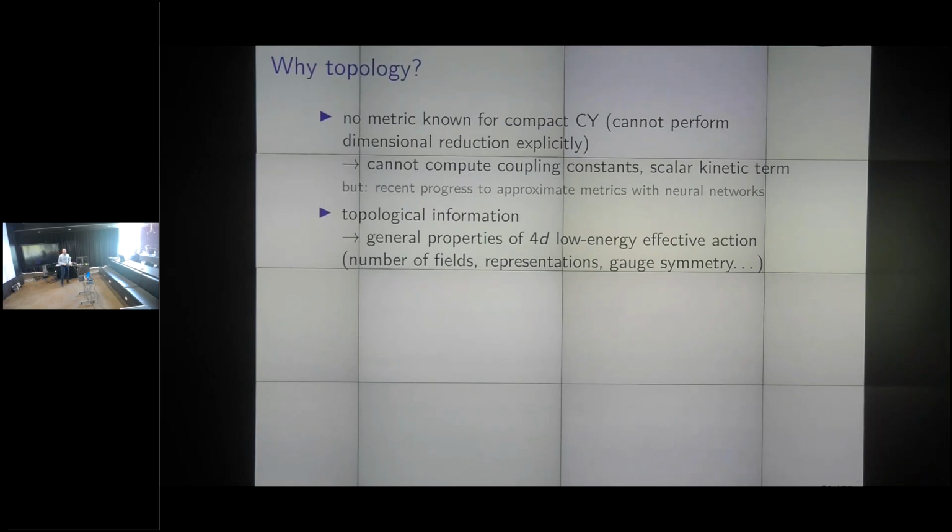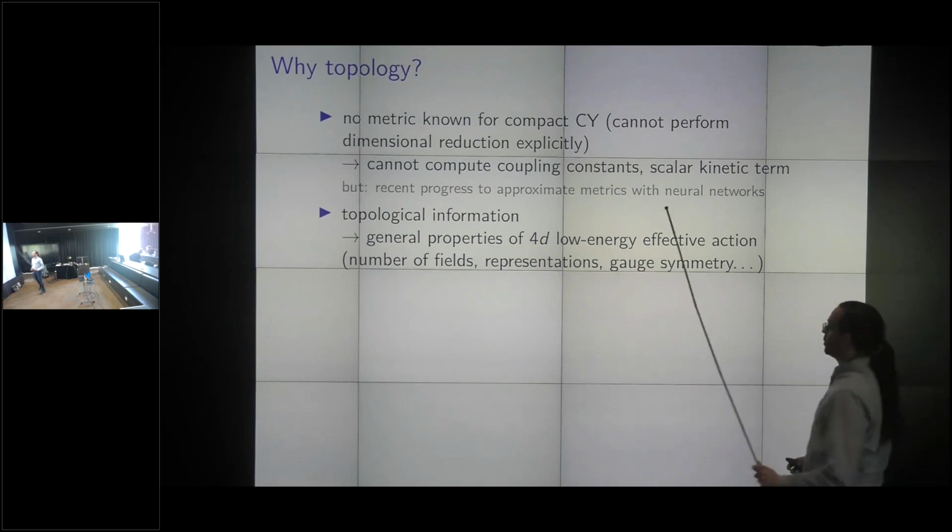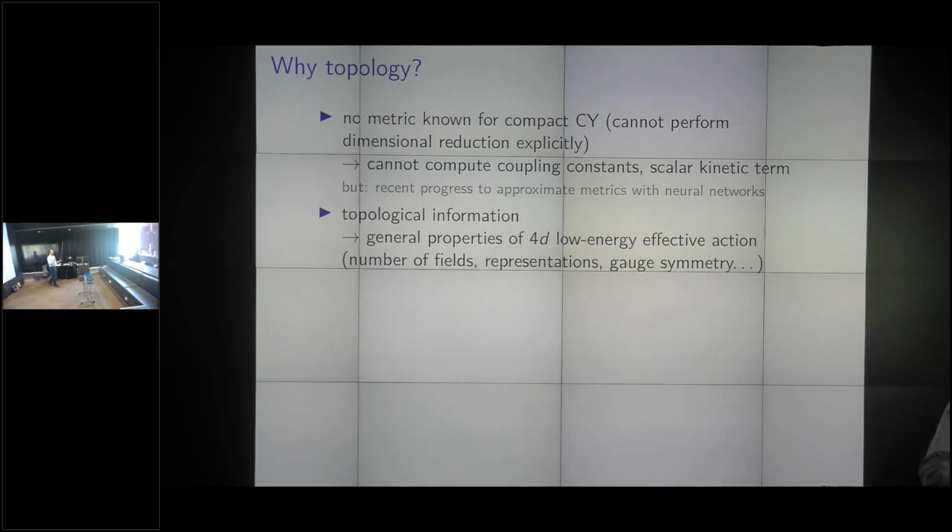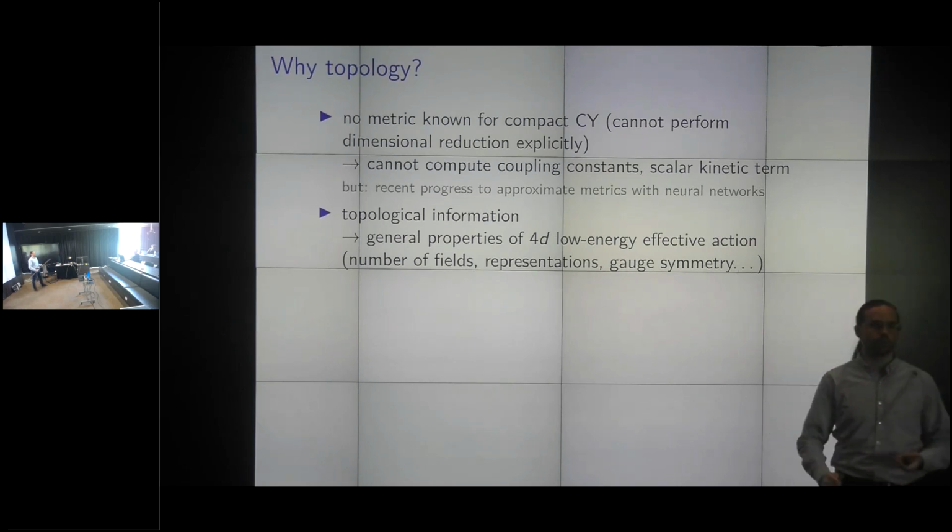Why do we care about topology? The first reason is that we don't know the metric for the Calabi-Yau manifold, so we cannot just understand the full geometry by itself. We need more. There is also recent progress to approximate the metric with neural networks, but that's not the purpose here. The purpose here is to extract this topological information, which is already good to understand the big aspects of the low energy models. For example, if you want to know the number of fermions you have, topology is sufficient for this. If you want to know the interactions, topology is also sufficient to describe the interactions of your model. So already with this, you can have an idea if you get close to the standard model or not in terms of general properties.